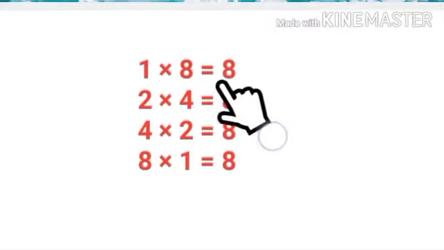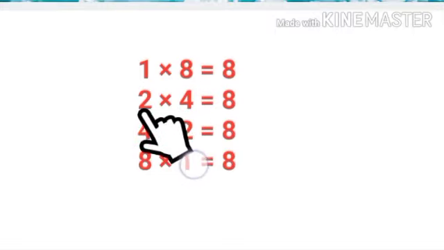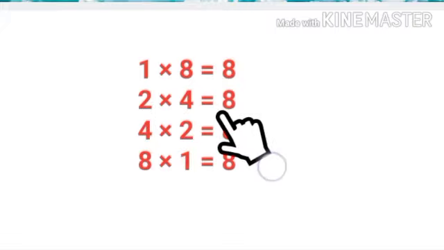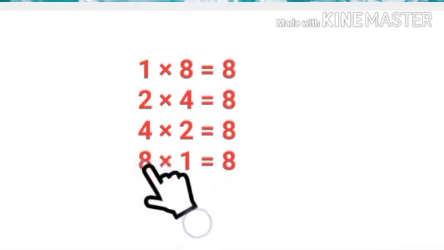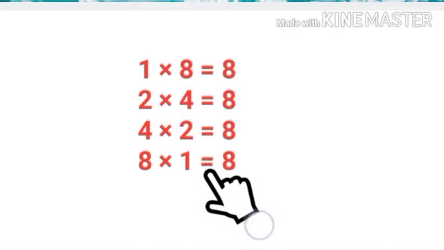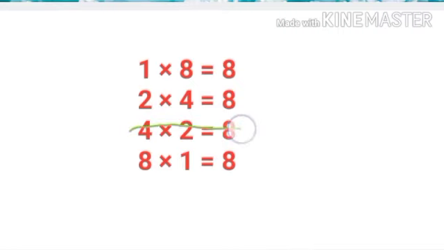1 8 is 8, 2 4s are 8, and also we have seen we can write 4 2s are 8 and 8 1s are 8, isn't it? So in the 4 category we can write, but here these two are repeated of these two numbers. So just you can leave this.